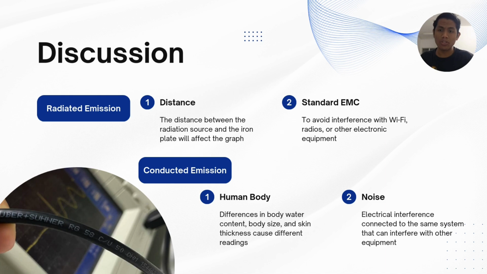Lastly is the noise, electrical interference connected to the same system that can interfere with other equipment. This interference is caused by other equipment that shares the same power supply or electrical parts. If not controlled, the noise will interfere with the operation of other equipment.